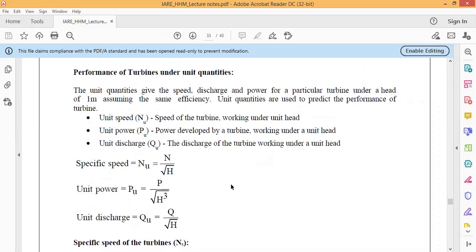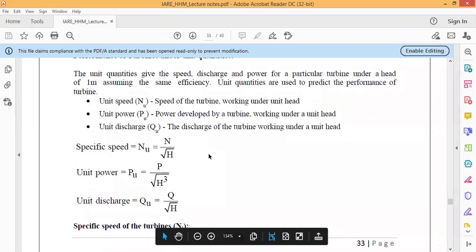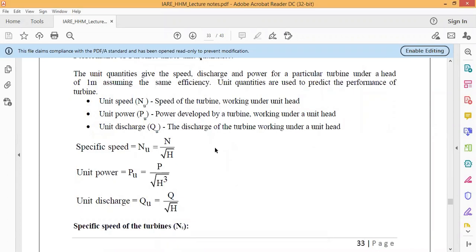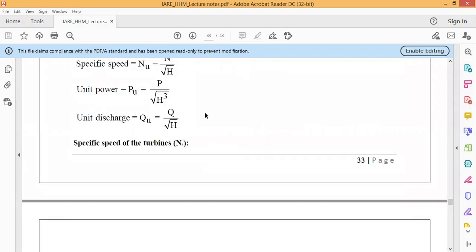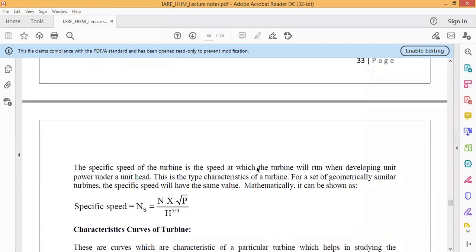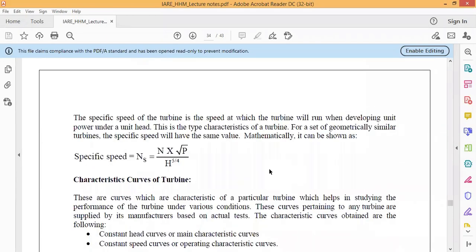The unit quantities can be calculated by using some equations: Nu equals N by root H, and unit power Pu is given by P by root H cubed. Now unit discharge Qu is given by Q by root H. So the specific speed of the turbine is given by Ns. The specific speed of the turbine is the speed at which the turbine will run when developing unit power under a unit head.